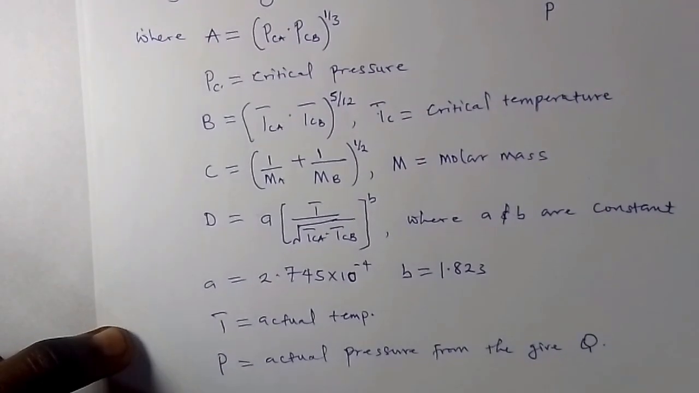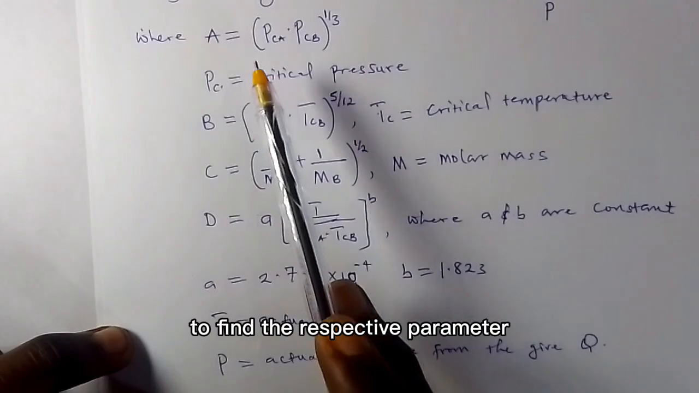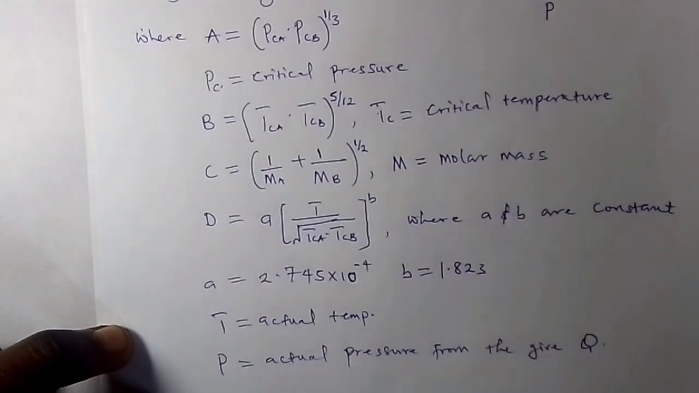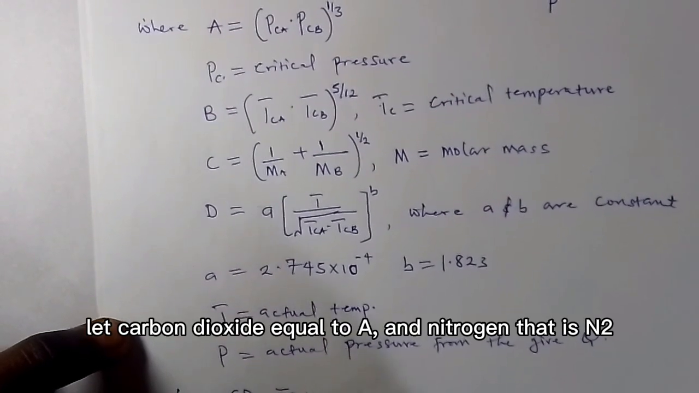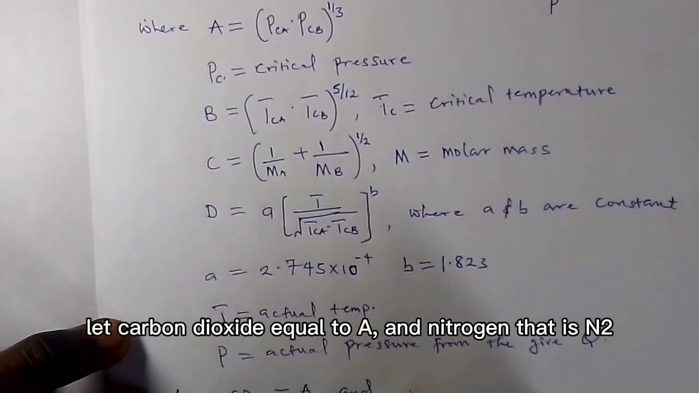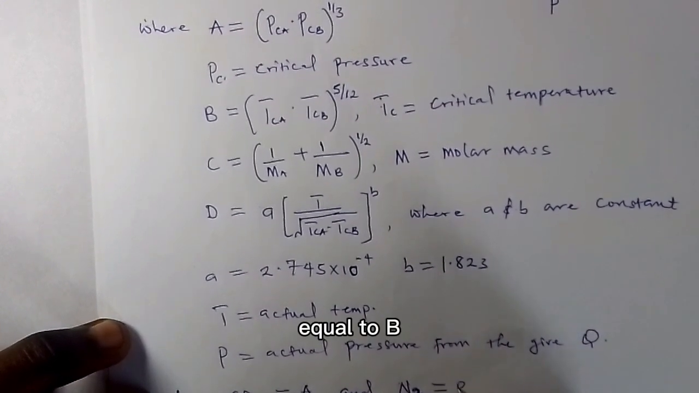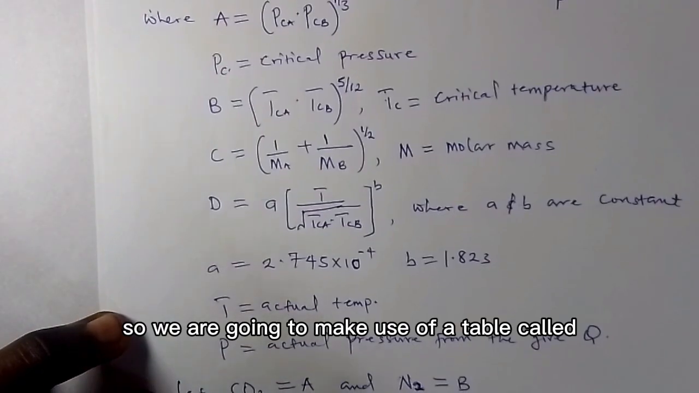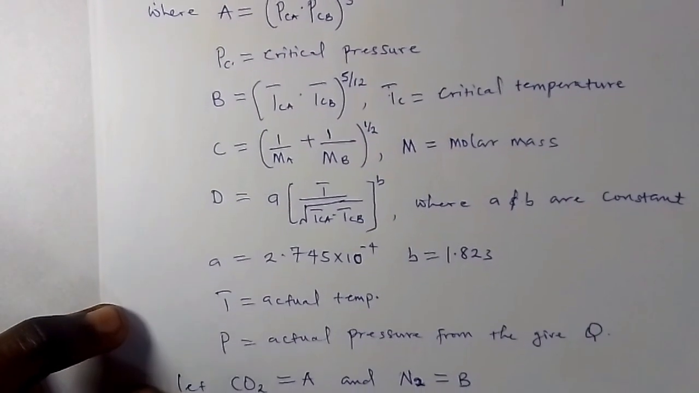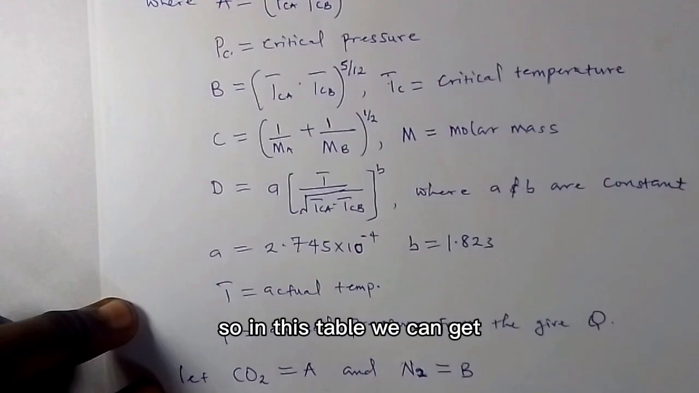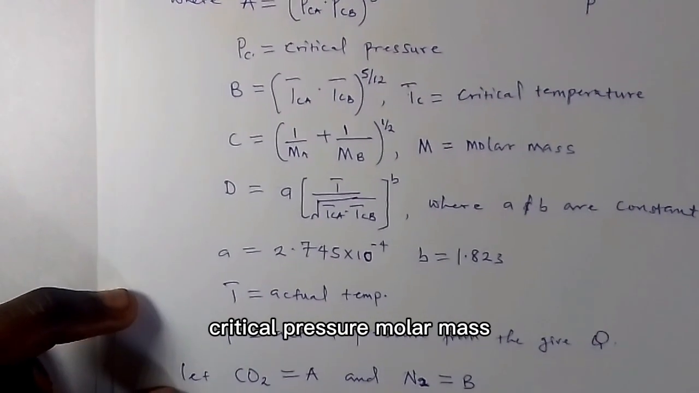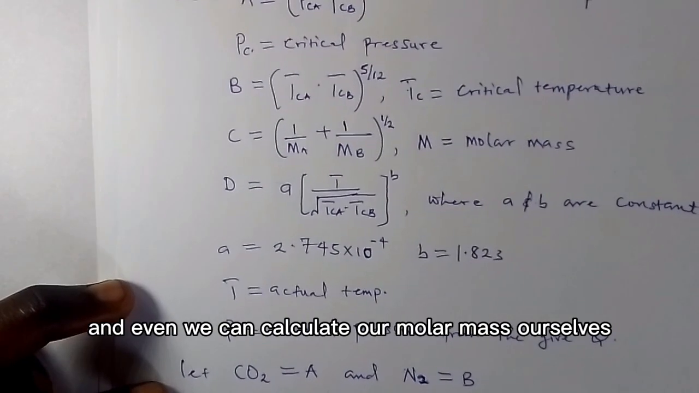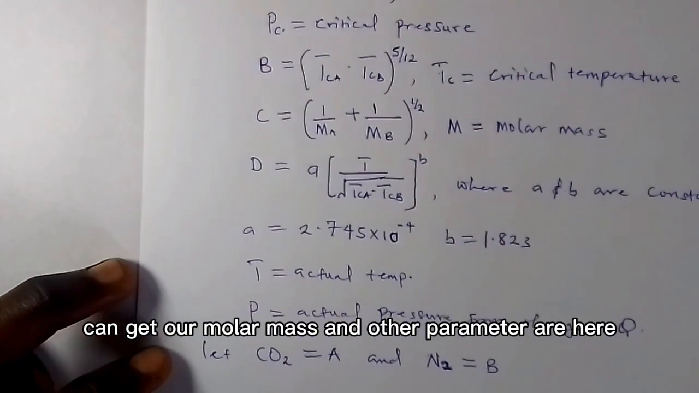So the next step is to find the respective parameters. Before we do that, let carbon dioxide equal A and nitrogen, that is N2, equal B. We are going to make use of a table called the property table of transport phenomena. In this table, we can get critical temperature, critical pressure, and molar mass, and we can even calculate the molar mass ourselves.